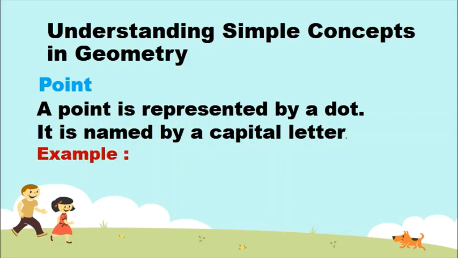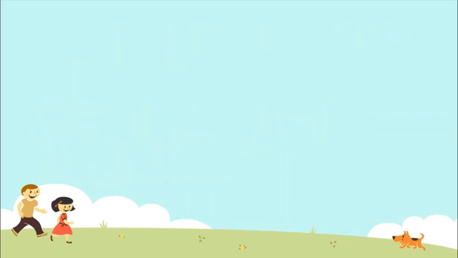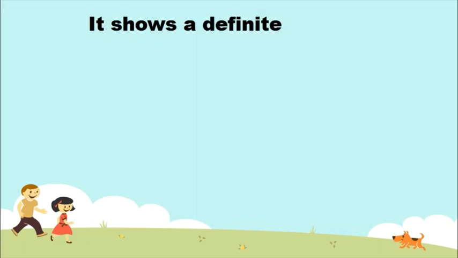Now, let us see an example. Here, this is a point and we are going to name this with a capital letter. Here, we are naming it with a capital P. In words, we write it as point P. Children, a point shows a definite position. If you want to point out anything, you are showing a definite position of that.